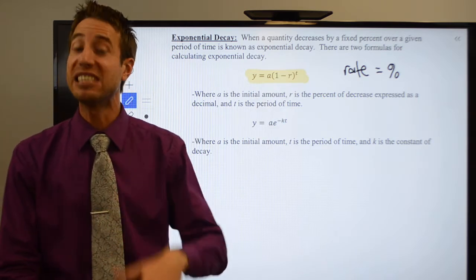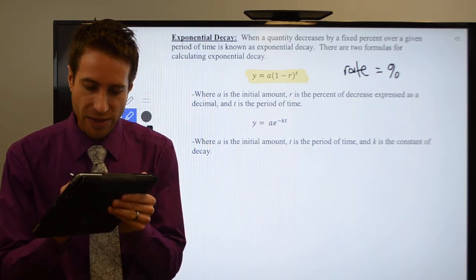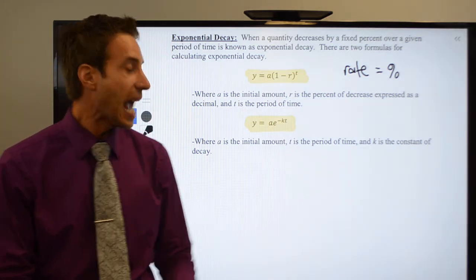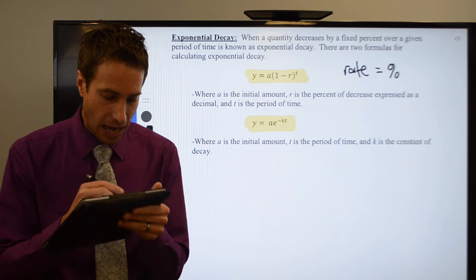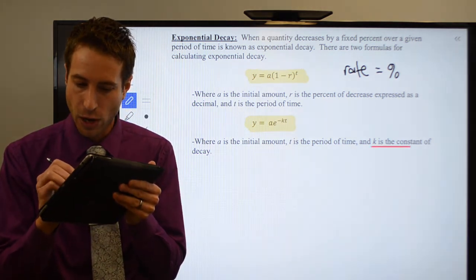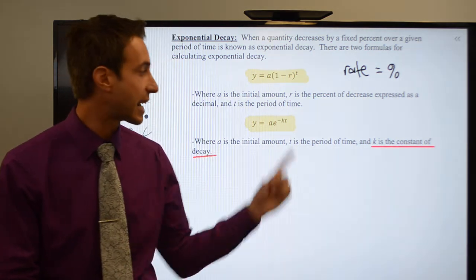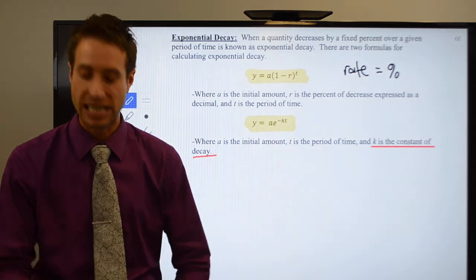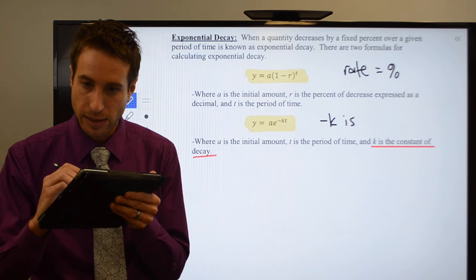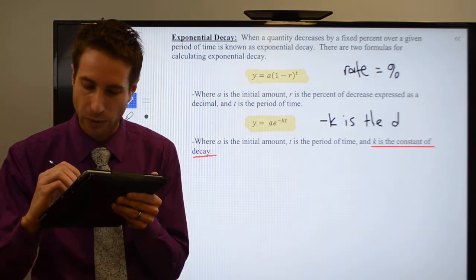But what if you have continuous decay? Well, continuous decay is going to require the natural base exponential e. And in this case, it's going to be decay because we have our k, which is the constant of decay. But we know it's decay because now k is negative. So negative k is the decay rate.